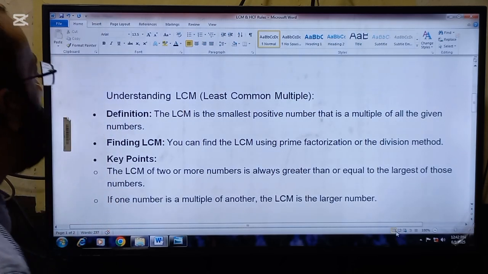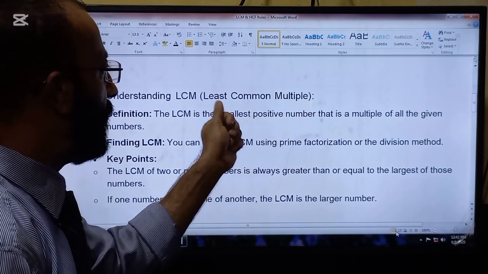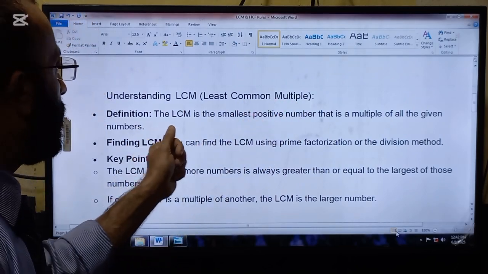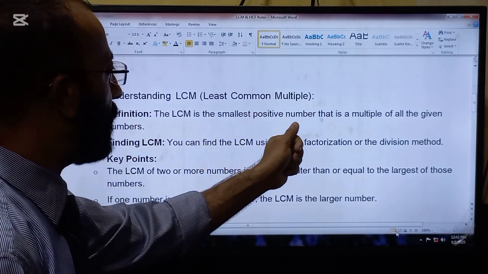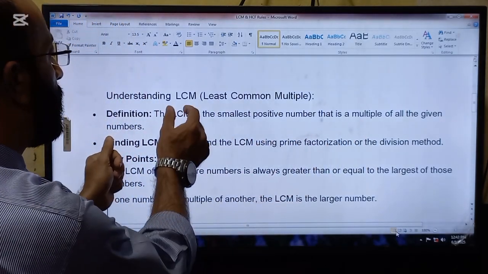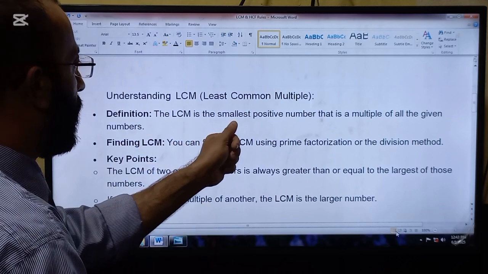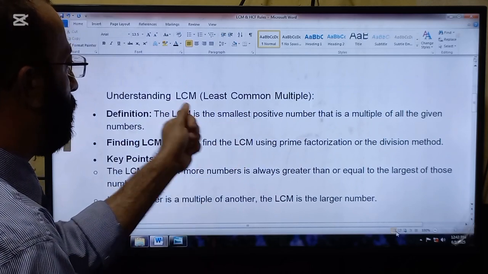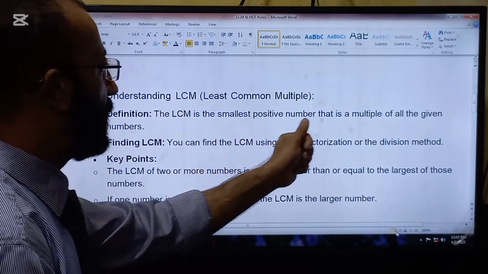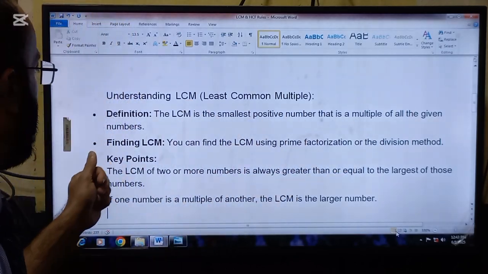Next, we are going to understand the LCM. LCM stands for least common multiple. The LCM is the smallest positive number that is a multiple of all the given numbers. So, it is from the definition. LCM is the smallest positive, so least stands for smallest positive number that is multiple. M stands for multiple of all the given numbers.